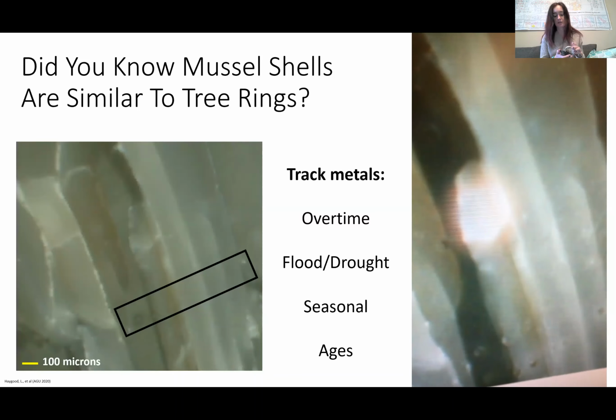And we can also do this with historic mussels, so we can look even farther back. The older the mussel is, the more information we can get by doing laser ablation of their growth layers, which I think is really cool. And that's how they're similar to tree rings, in that with tree rings you can track over time as well. So mussels are cool.